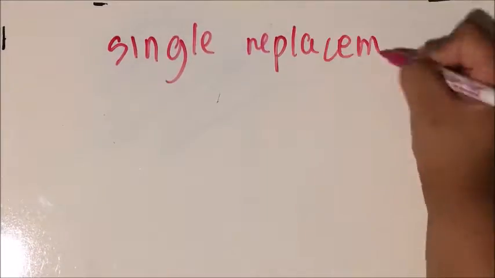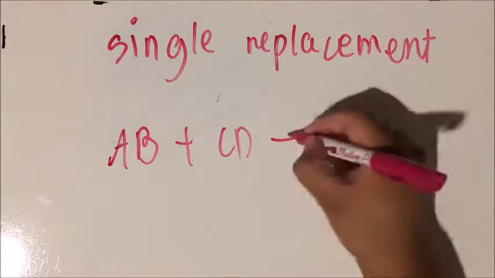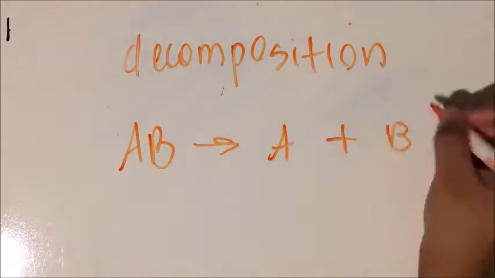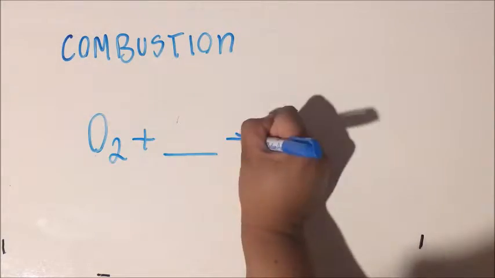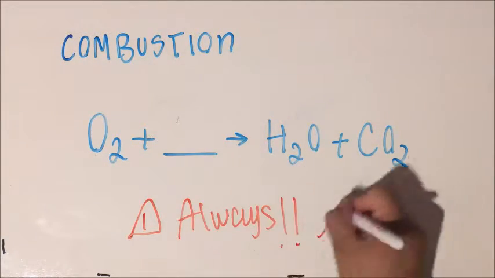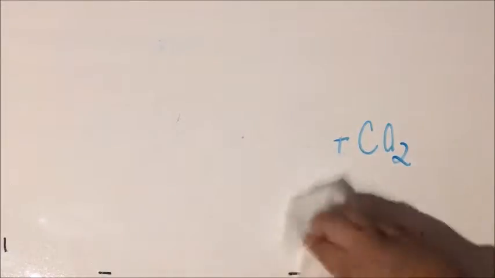There are 6 types of reactions. Single replacement, which is when one element takes the place of another element in a chemical reaction. Synthesis is when elements are combined. Decomposition is when a compound is split. Combustion, which is the burning of a hydrocarbon, where oxygen is always a reactant, to form water or carbon dioxide.